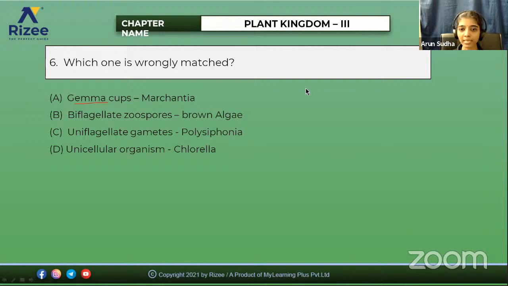Yes, option C, good. So all these are correct. That is Marchantia. This also, but in the case of Polysiphonia, what has to come? It is a red algae. So here they are actually non-motile. They don't have flagella, but here it is written as uniflagellate gametes. So this is wrongly matched. So C is the correct option.